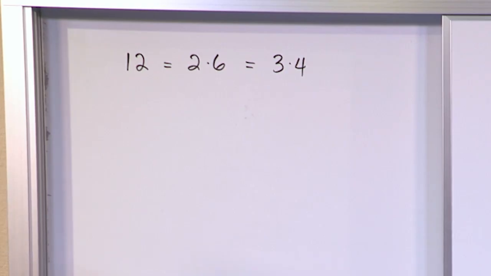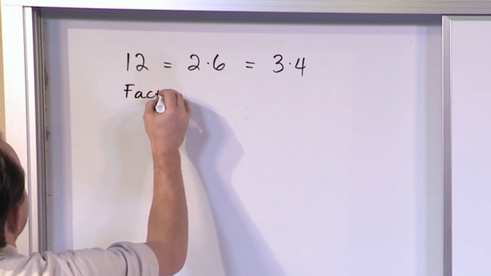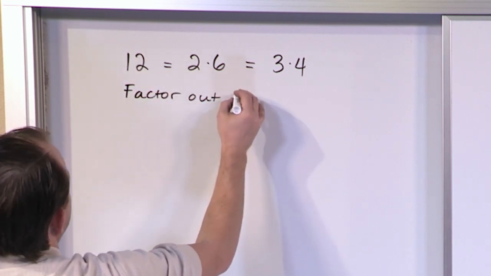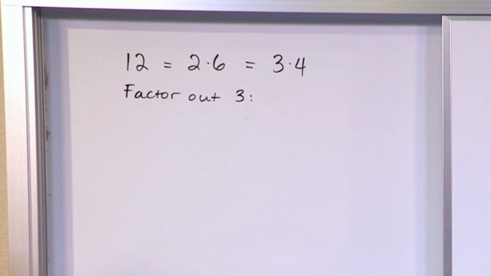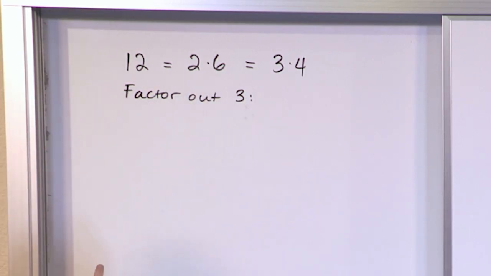So if I ask you, take 12 and factor out a 3, what do you think that's going to mean? Well, the word factor, I just told you four times, means pull out. So what I'm telling you to do is pull out a 3.